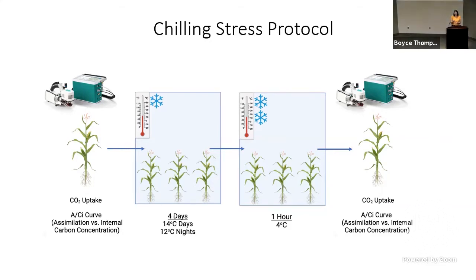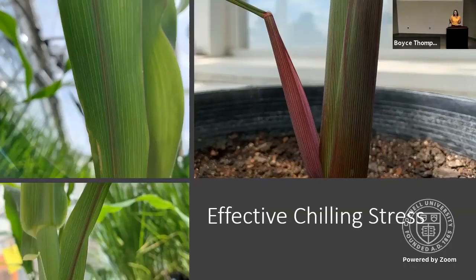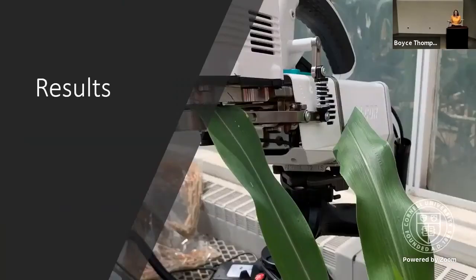But I was able to confirm that my plants did, in fact, experience chilling stress, because you can see this buildup of anthocyanin pigment in the leaves, which is beautiful. It means the plant is not happy, but it looks awesome. So what were my results?